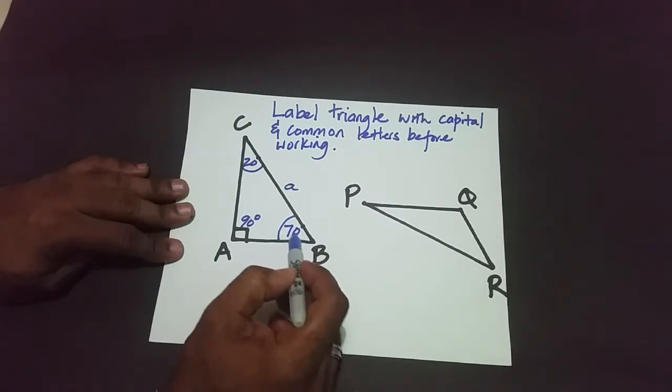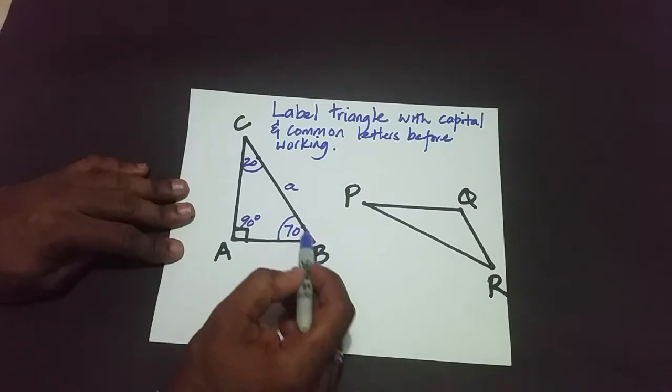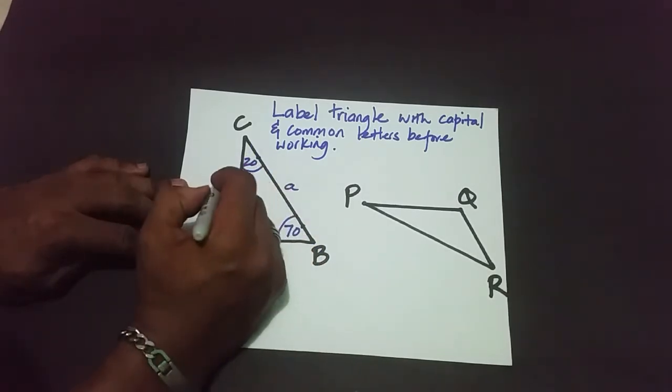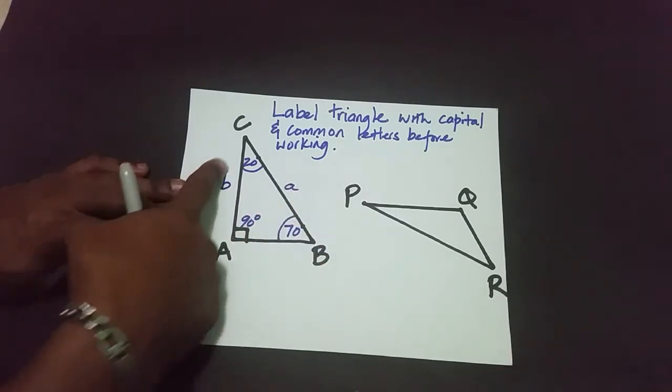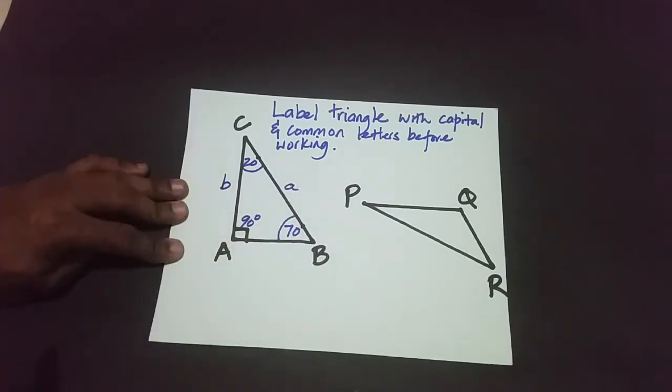Now, big B here is the 70 degree angle here. I'm just putting in that angle here to make reference to. So big B is the angle at this vertex, and the side opposite big B is little b, which denotes the length of this side, which happens to be AC. So I'm showing you how to put on the common letters once you have the capital letters.